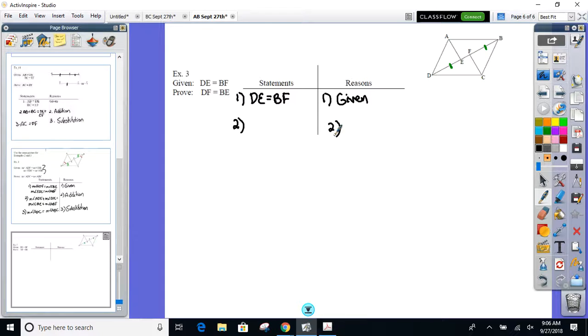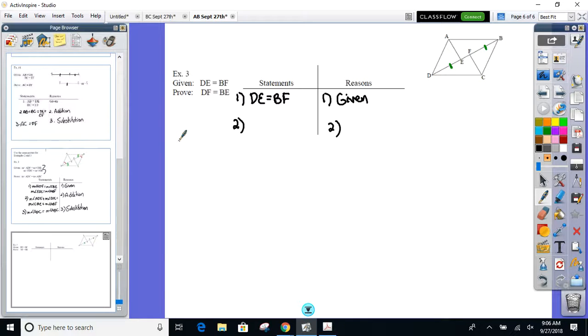So let me ask you this. Take segment DE, which was given to us. What must you add on to DE to get DF? EF, right? Everyone agrees I have to add on EF. All right, what do you have to add on to BF, the segment I was given, to get to BE? EF again? So you're telling me you need to add the same segment to each of these.